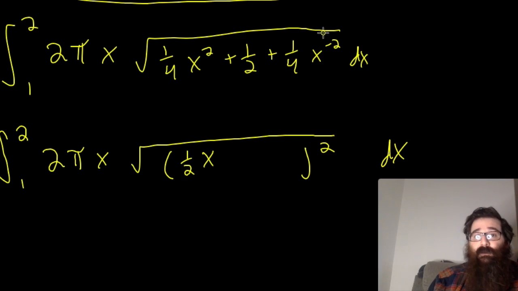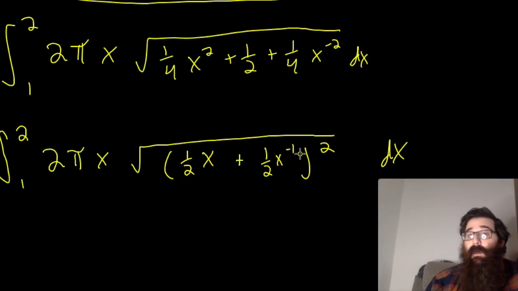So I feel good about that. Let's look at the last term. What could I square to get a 1/4 x to the minus 2? I could do 1/2 times 1/2 again to give me 1/4. I could do x to the minus 1 times x to the minus 1 to give me x to the minus 2. And since I want that middle term to be positive, I want a plus sign in between. And this is going to work.